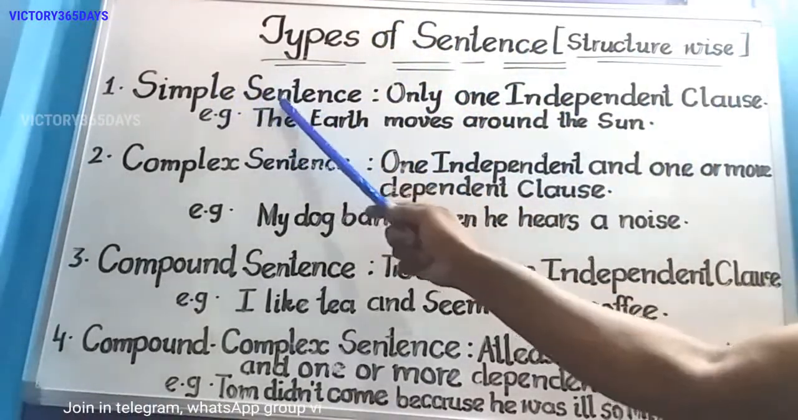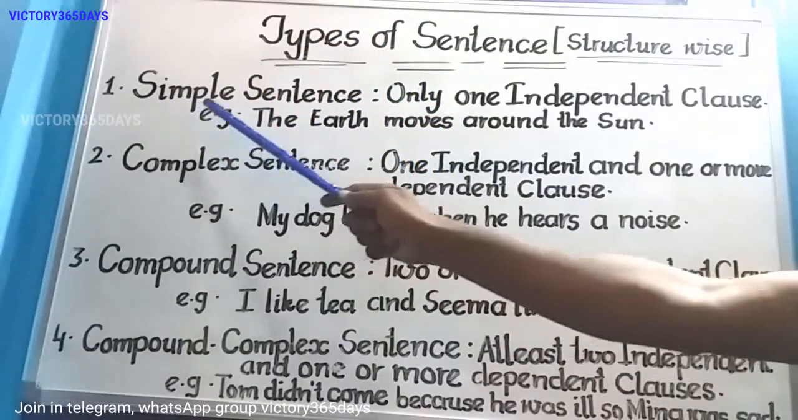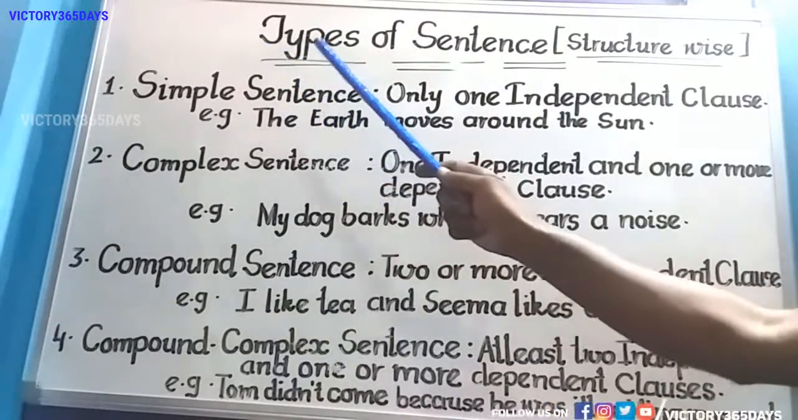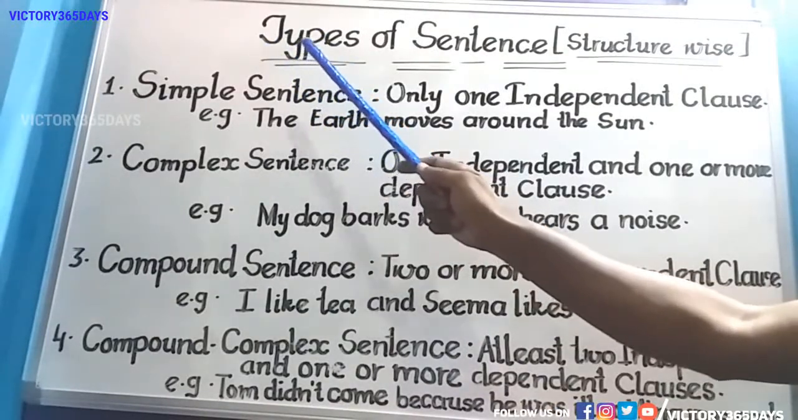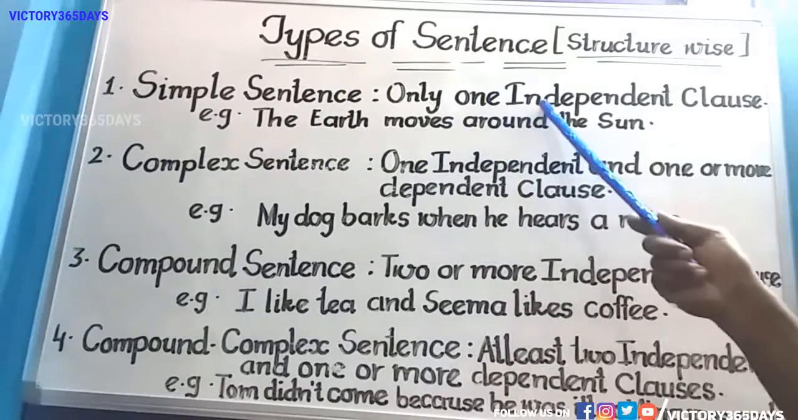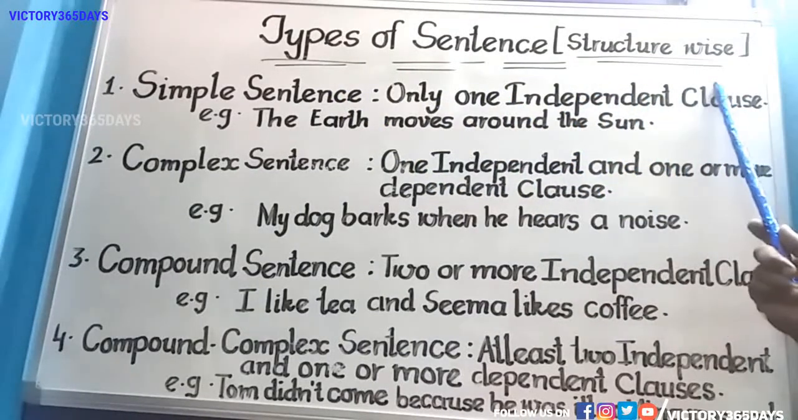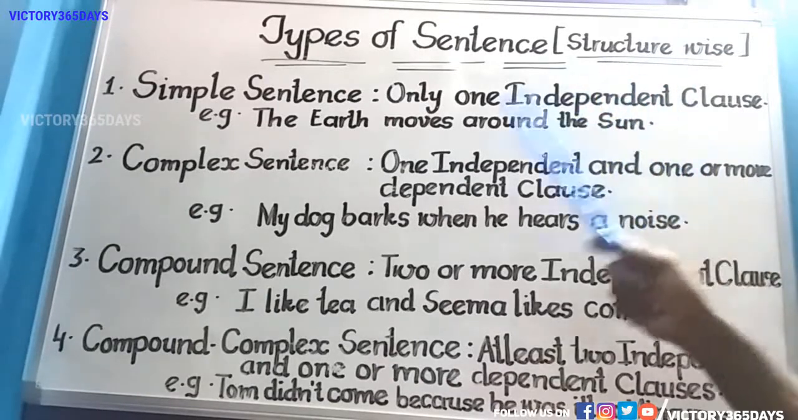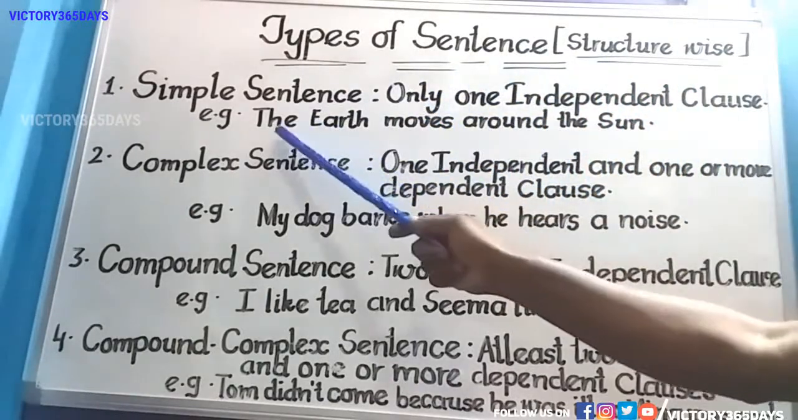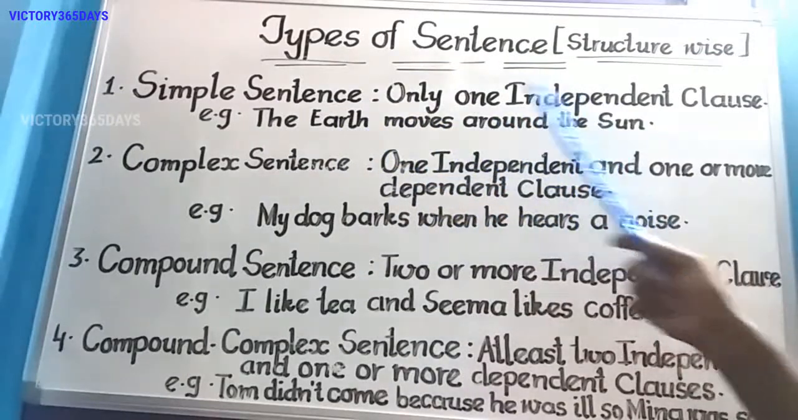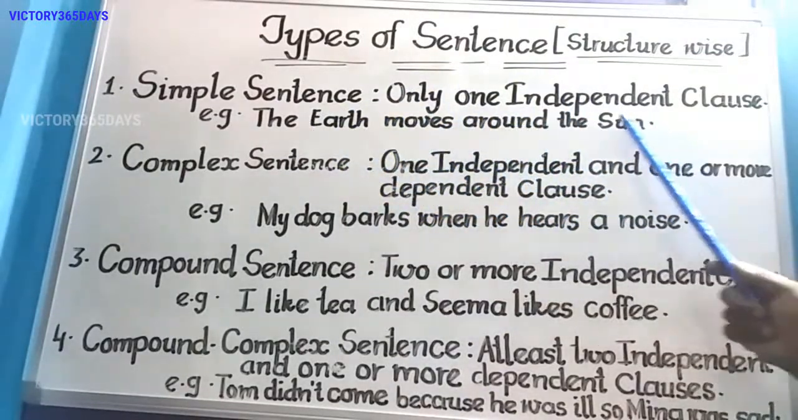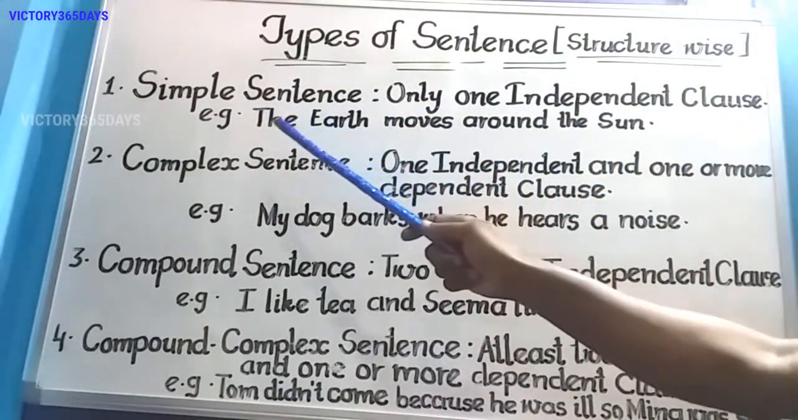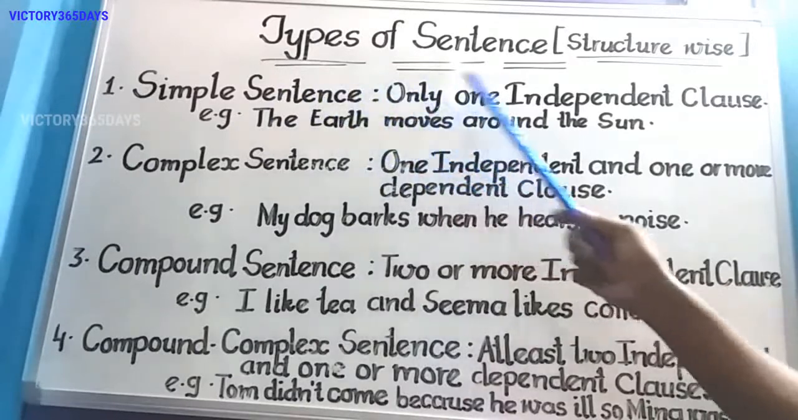First one, simple sentence. Simple itself suggests that there is no confusion, only a simple thing without any conjunction or other things. Only one independent clause. What do you mean by independent clause? Which has a subject and verb and gives you a complete thought. That is an independent clause. So see, the earth moves around the sun. So simple. There is no other conjunction or other words joining here to make it confusing. So this type of sentence is called a simple sentence.